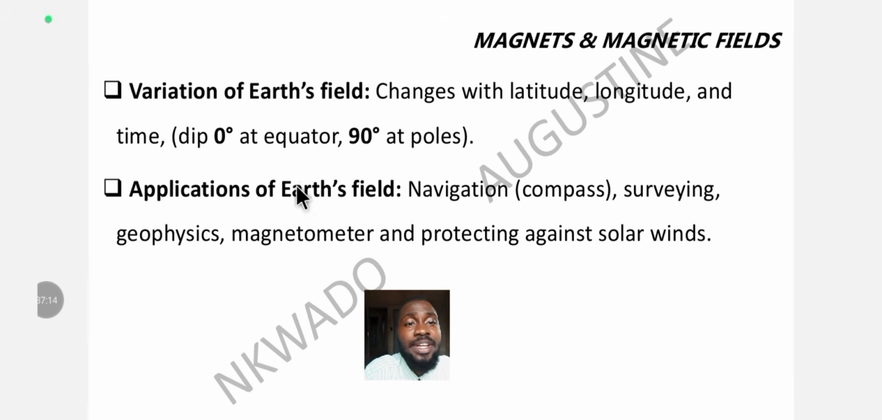So what is the application of the Earth's magnetic field? It's applied in navigation, where a compass is used for navigation. A compass shows us the north and the south pole of the Earth and so on. It's also applied in surveying, in geophysics, magnetometers, and protecting against solar winds.